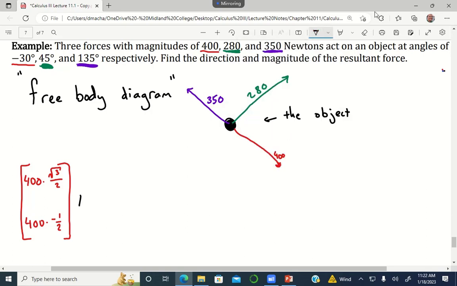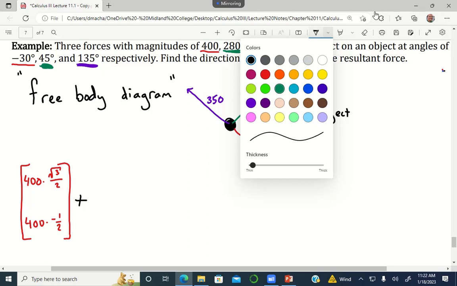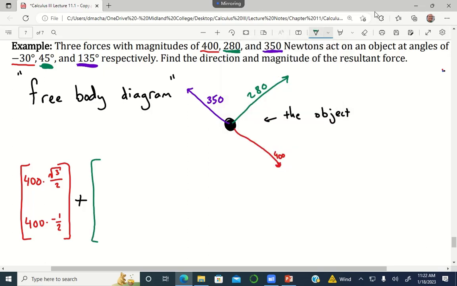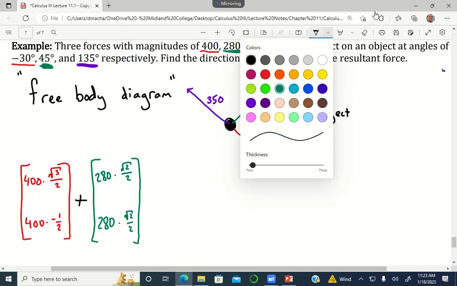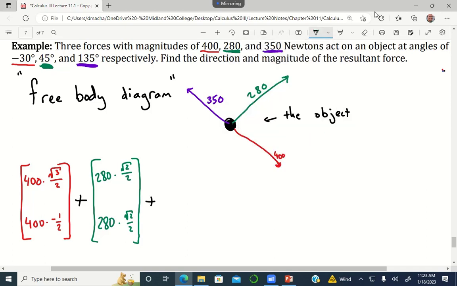And then we're going to take that and add to it my green vector. And the green vector has magnitude 280 and angle 45, so what's cosine of 45 degrees? Root 2 over 2. And then what is sine of 45 degrees? Root 2 over 2. Okay, so that's my green vector in component form.